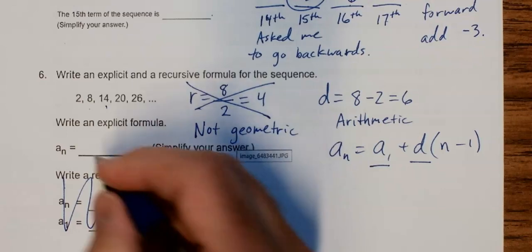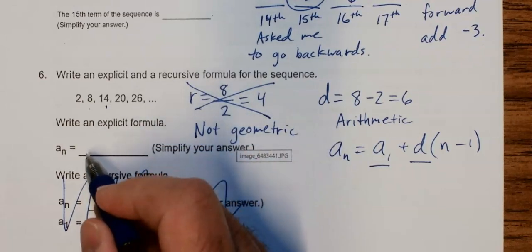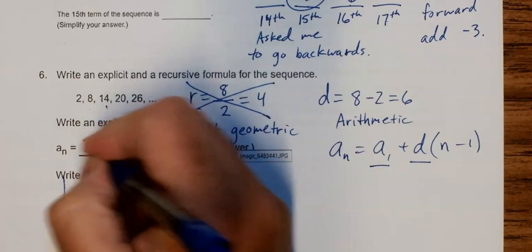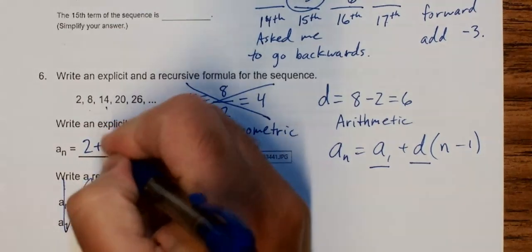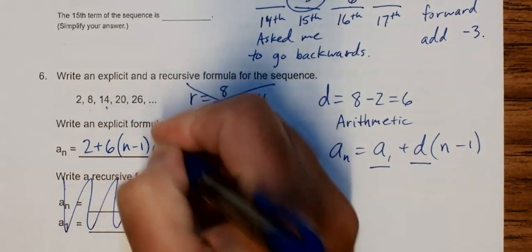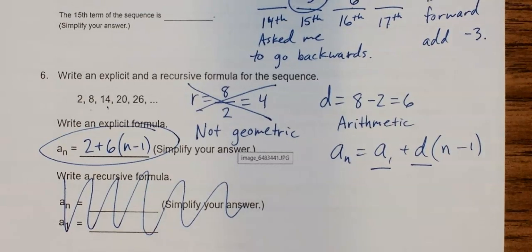So, how's this going to start out? Alonzo Rangel, what do you think? 2 plus 6, and then parenthesis n minus 1, and we're done with the question. If you feel like you need to distribute the 6 and then add like terms, be my guest. It's not going to offend me if you don't. There's no reason you have to.